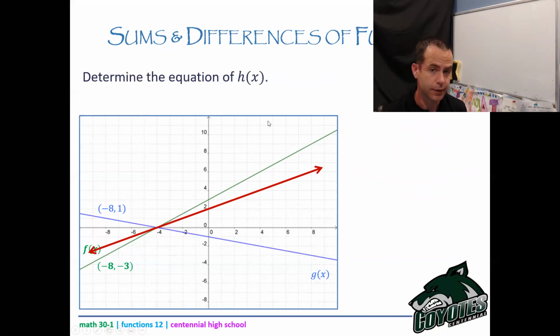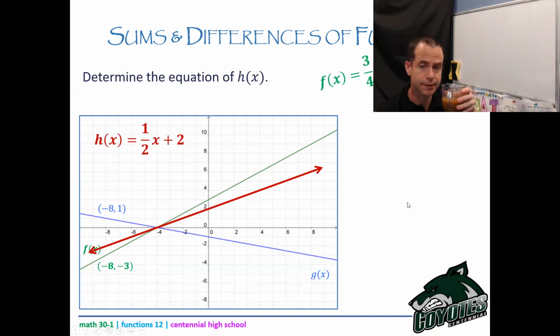Now this is where I was getting to determine the equation of h of x. I just gave you f of x and g of x. Now, the one thing we haven't done yet is h of x, so we might as well do it, and then we've got all three of them together. H of x has a y-intercept of 2 and a slope of, looks like up 1 over 2, so a slope of 1/2. So 1/2 x plus 2.